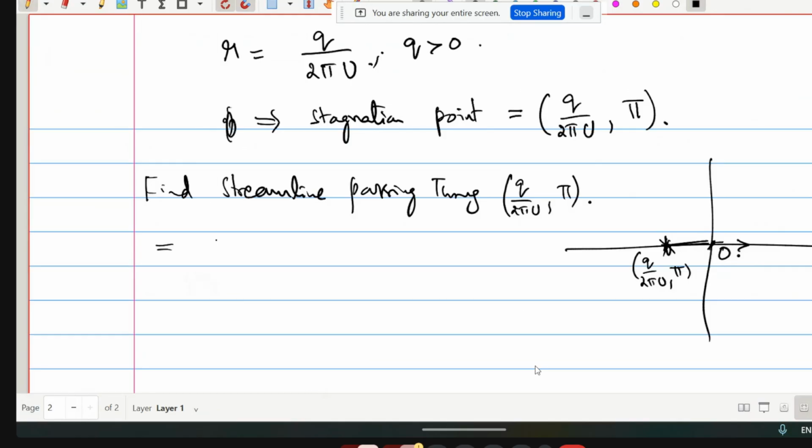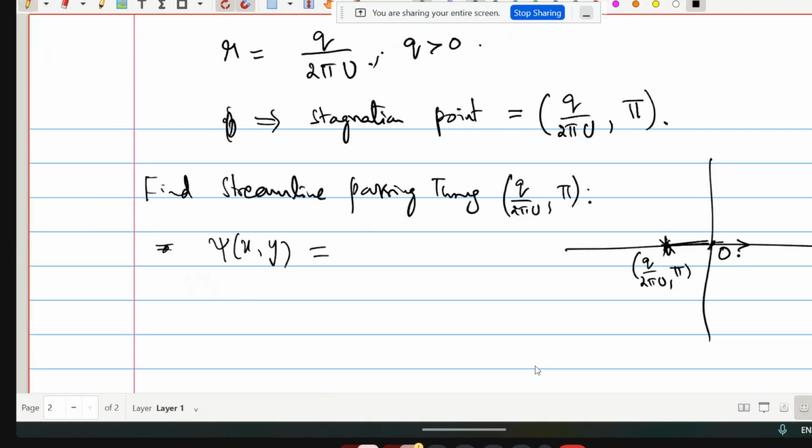What is that one? That line is basically psi at x comma y. It is stagnant now. U equal to 0, right? Stagnation point means what? What is the velocity there? 0, sir.